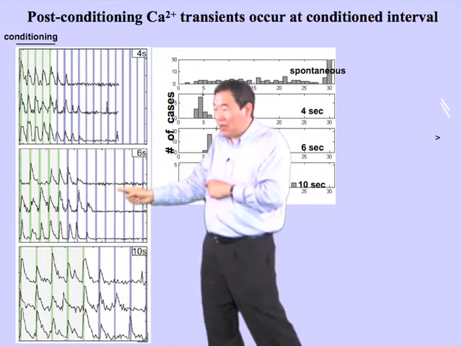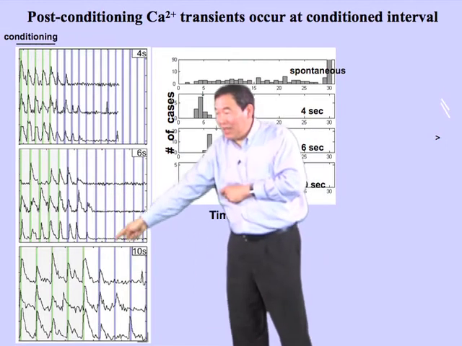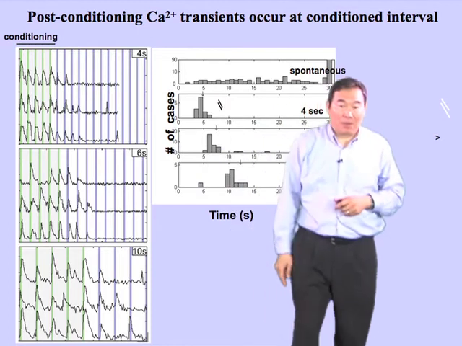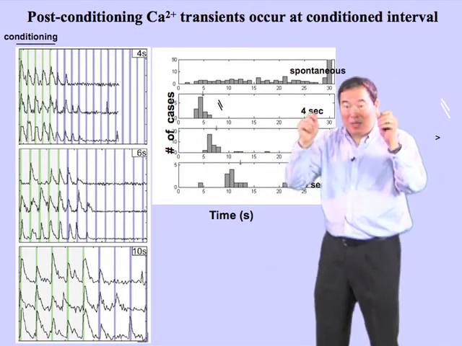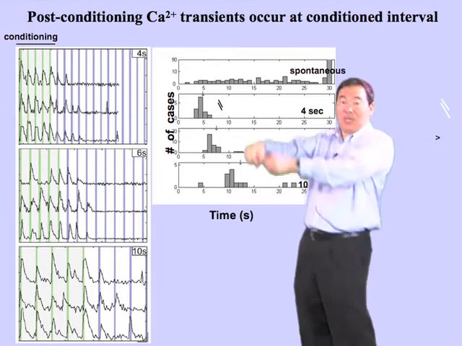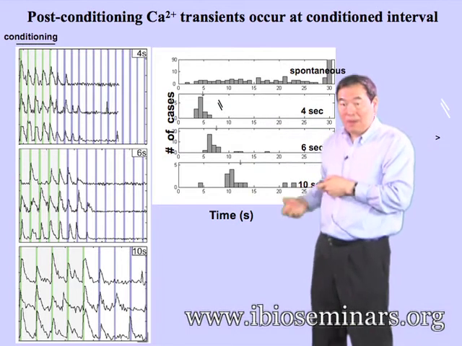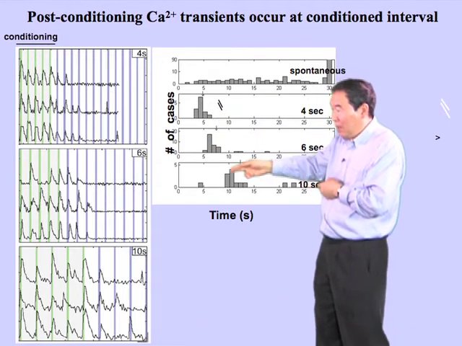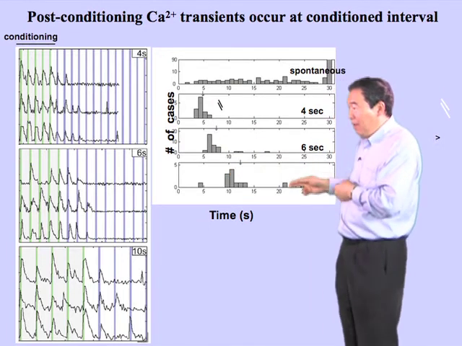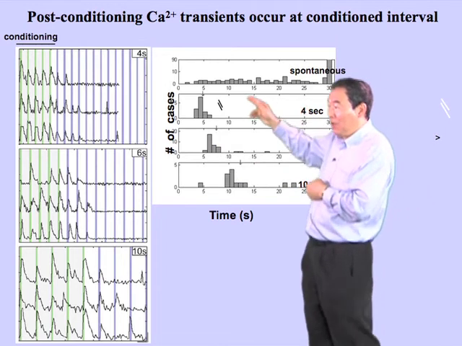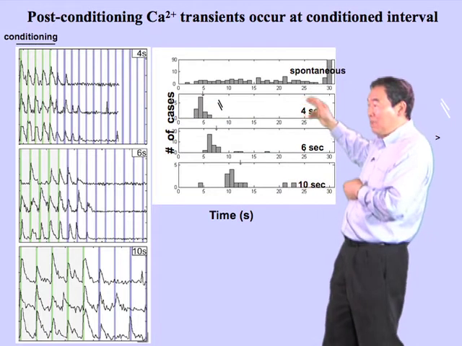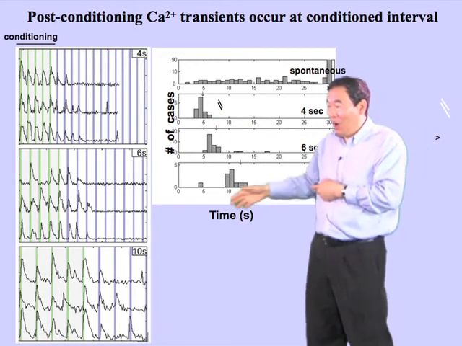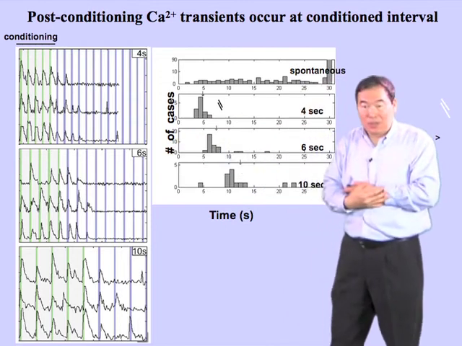If you condition with 6 seconds, the transient occurs at 6 seconds. If you condition with a 10-second interval, the post-conditioning transient occurs at a 10-second interval. So the system remembers the conditioning interval by repeating the same spiking among a subgroup of cells of the ensemble. Here's the histogram showing clearly concentrated rhythmic activity. When there's no conditioning, the spontaneous activity shows no rhythmic activity. But rhythmic activity at 4 seconds, 6 seconds, and 10 seconds occurs after specific conditioning of a particular interval.